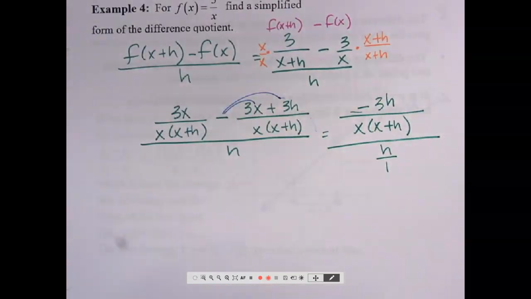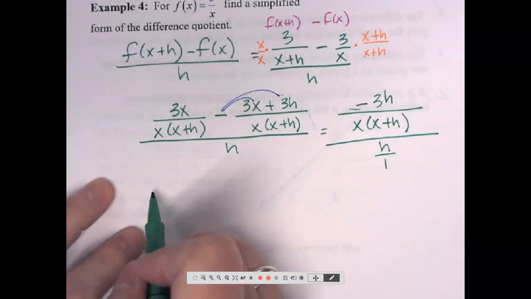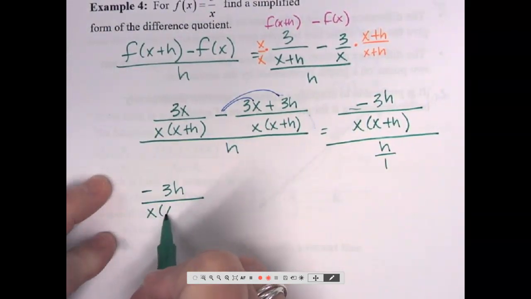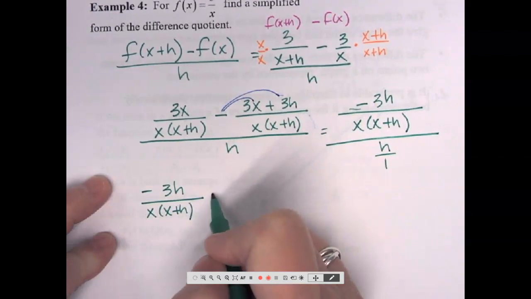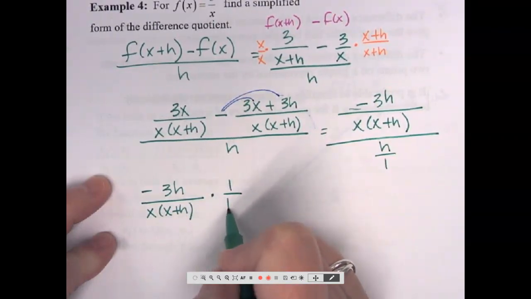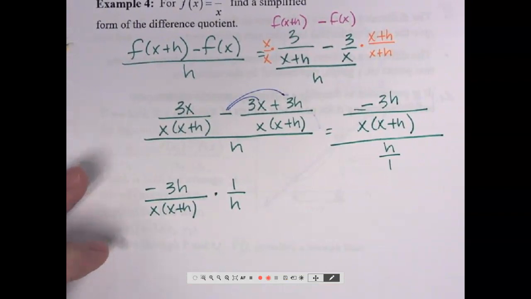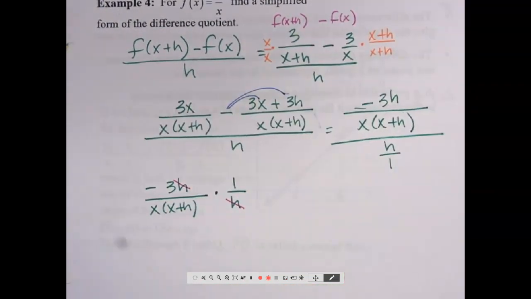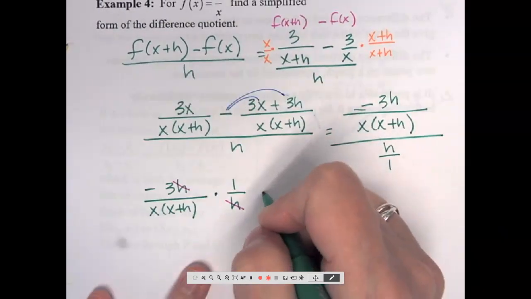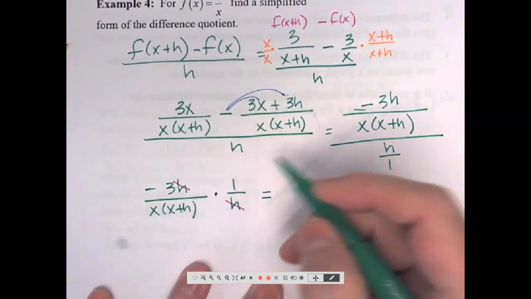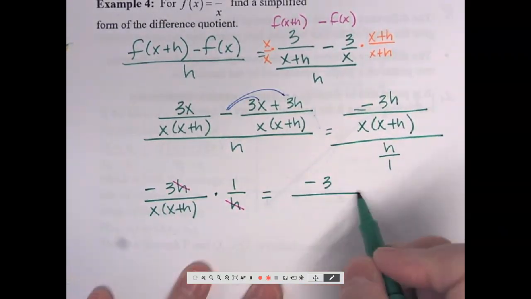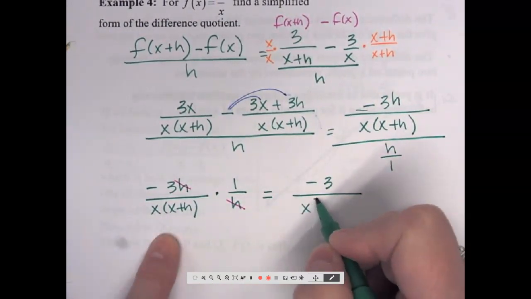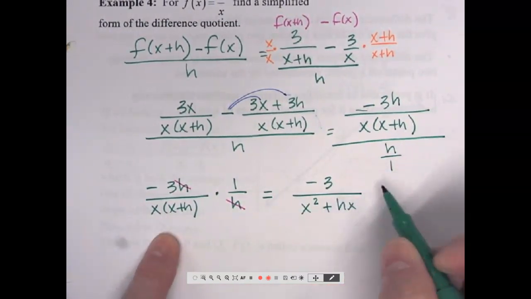Okay, so I'm going to do a little keep, change, flip, multiply this by that reciprocal. So I have negative 3h over x plus h times 1 over h. These h's will cancel. It's a common factor top to bottom. And what I have left is negative 3 times 1, which is negative 3. And then this, I guess I'll go ahead and distribute it now. That's really x squared plus hx.